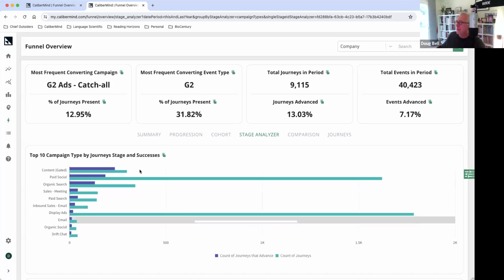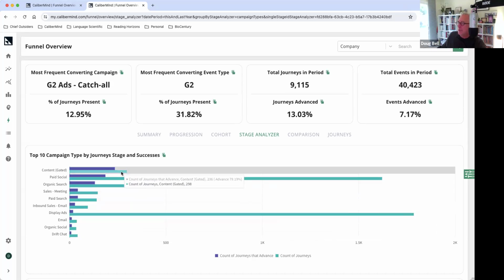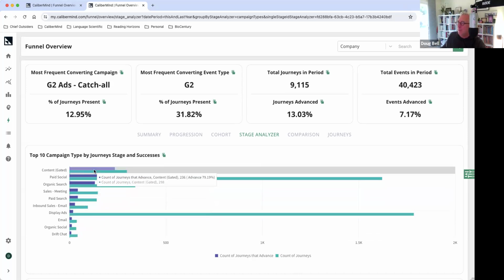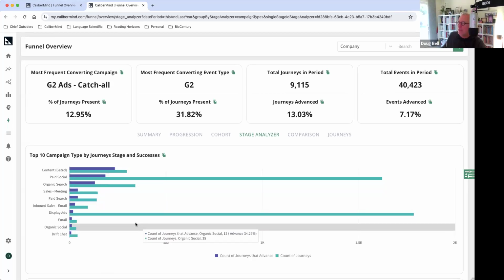So what you're seeing here is a summary by campaign type. And what I'm seeing here are two bars. The first is the number of journeys, and the second is the number of journeys that advance. I'm just doing a bit of an eye test here, a bit of a health check, to see whether the channels I'm anticipating driving top of funnel traffic are doing so. And of course, always great benefit when you're seeing that top of funnel traffic is converting into the next stage. We definitely want lots of this. By the way, when you see content gated, typically for Caliber Mind, that means organic social content.